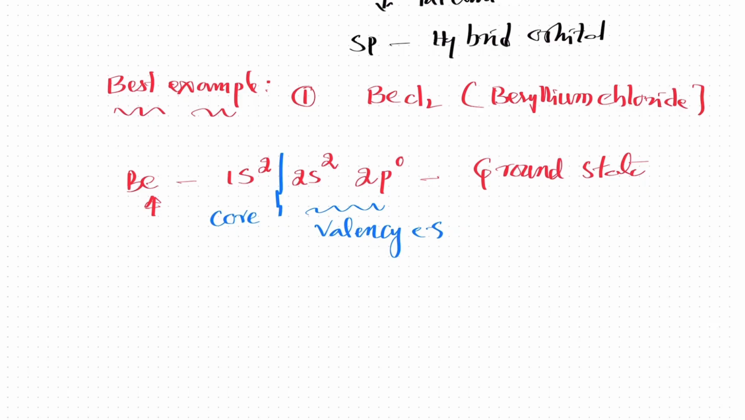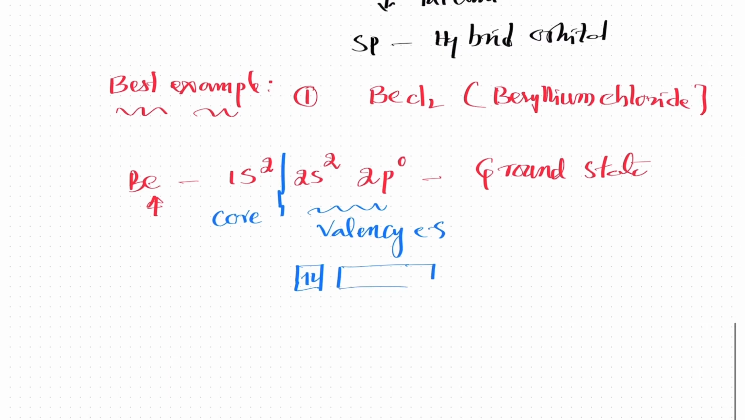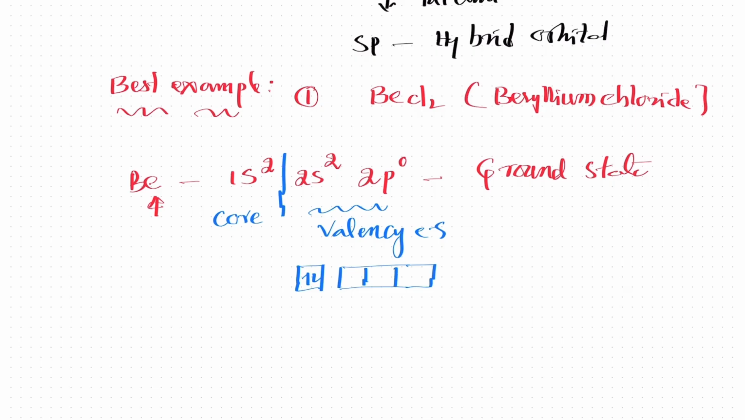How many electrons are there? Valence is 2, core is 2. These two core electrons do not participate in chemical bonding. We are taking only valence electrons. In the valence shell we have 2 electrons in the s orbital, and the remaining are p orbitals, 1, 2, 3. How many electrons are there? Nothing, they are vacant orbitals. This is the ground state position. Clear, friends?